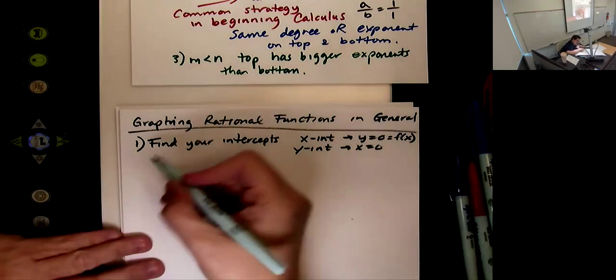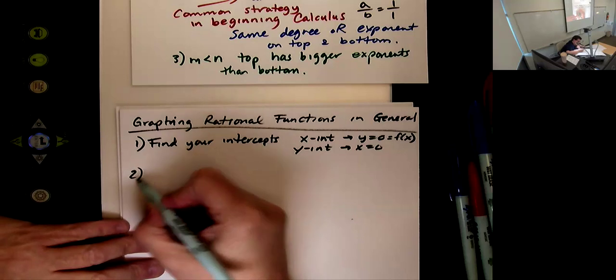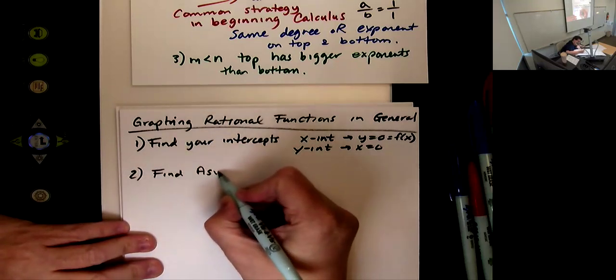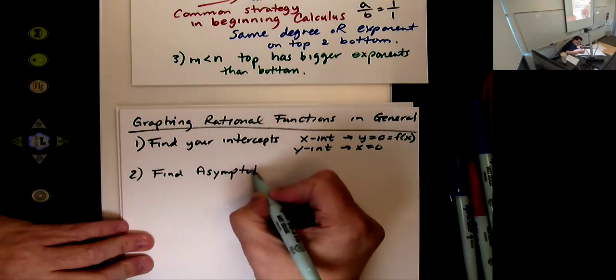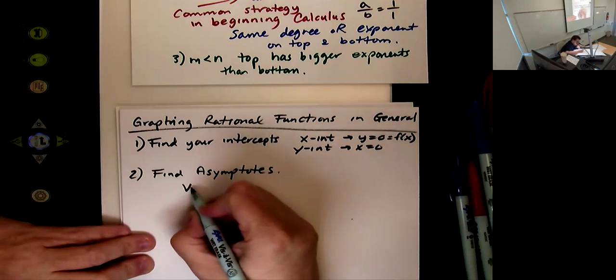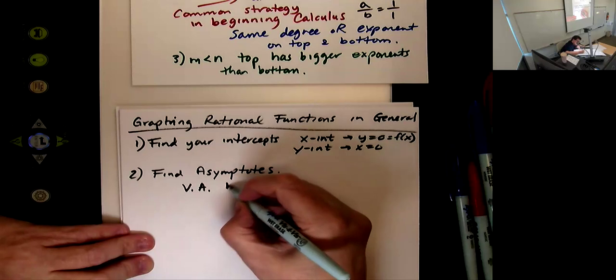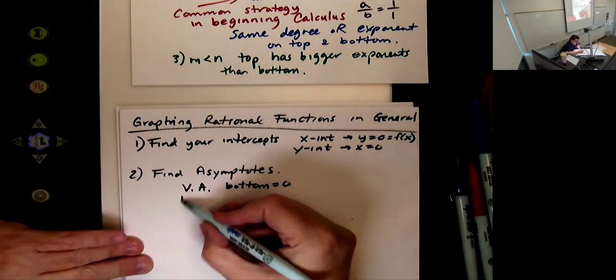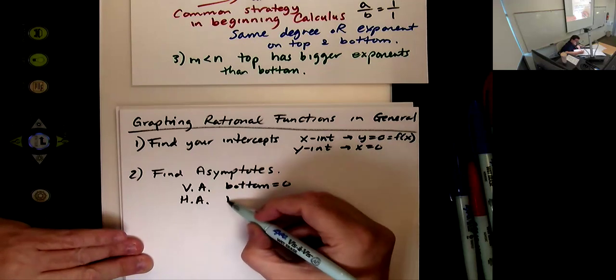Two, find your asymptotes. VA is where the bottom is 0. HA depends on the exponents.